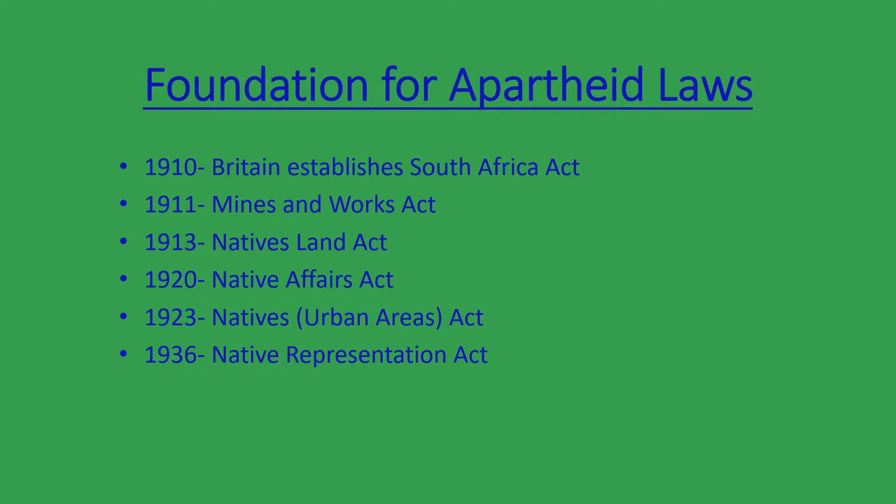In 1923, the Native Urban Areas Act. So this controlled how often blacks were able to go into cities and towns. 1936, the Native Representation Act. So blacks were only allowed to vote for white parliament members.